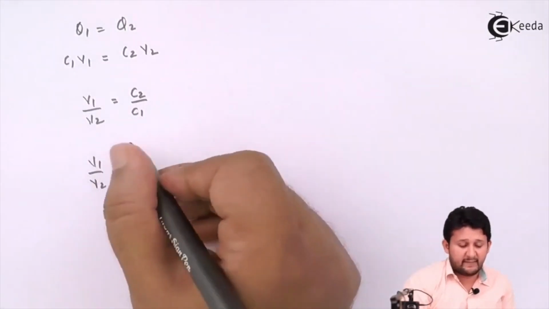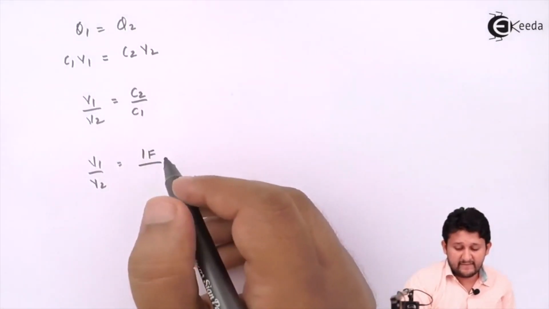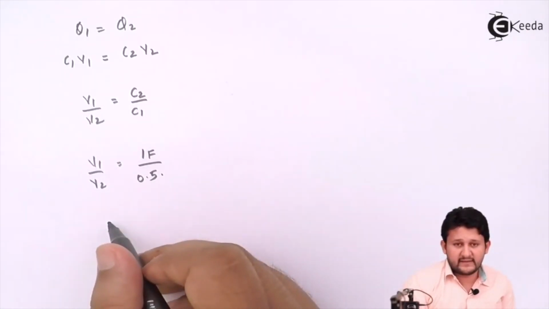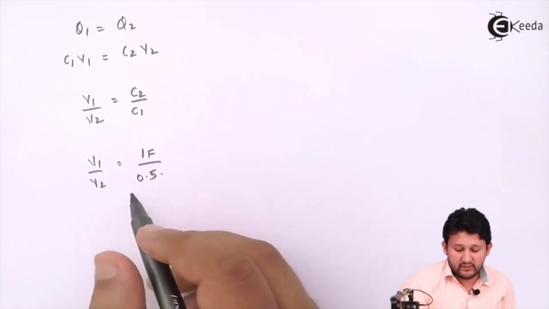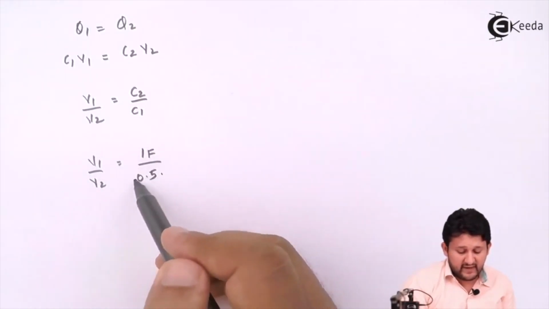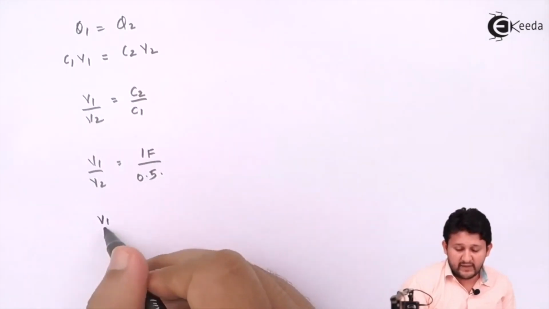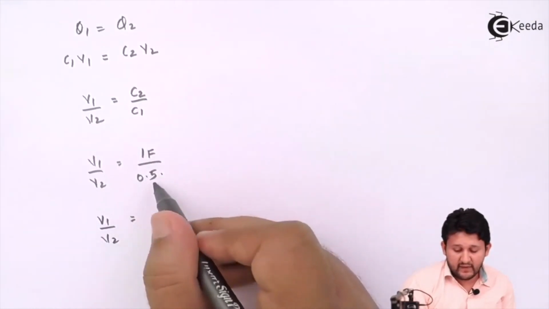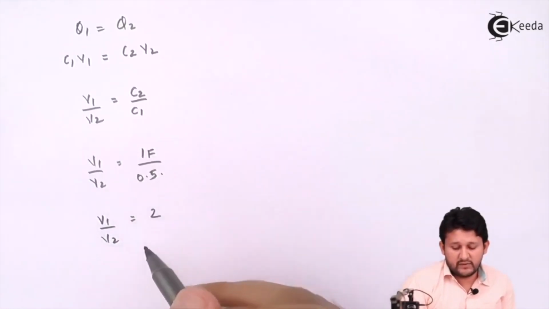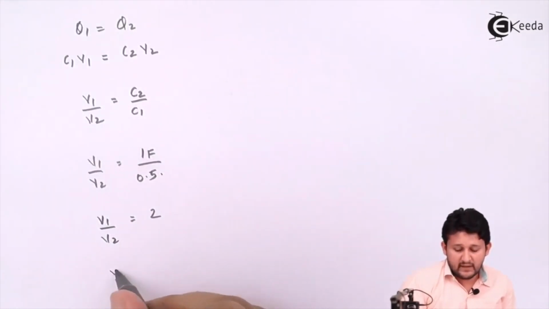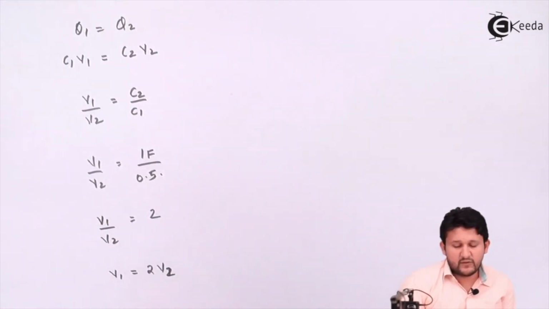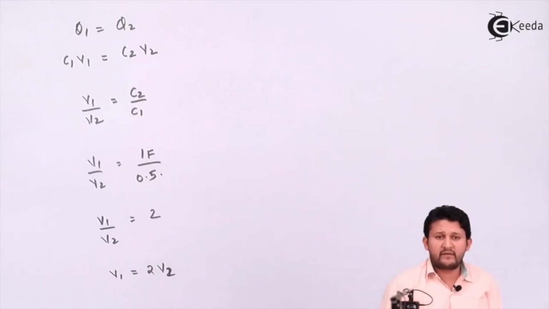What is the value of the second capacitor? That is 1 farad, and the first capacitor is 0.5 farad. So your ratio V1 upon V2 is 1 upon 0.5, which is nothing but 2. So I can write V1 is equal to twice V2. That's the relation you got between V1 and V2.